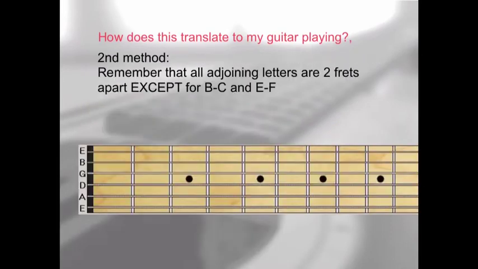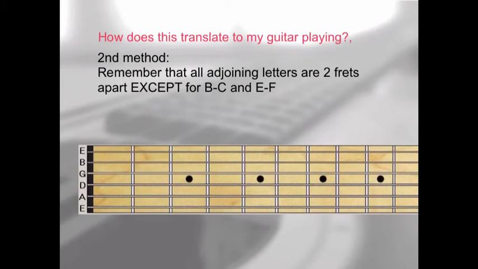Now, if you would rather not worry about the piano keyboard at all as a visualization tool and just use the guitar itself, that's fine as well. Just remember that between all our letters A through G, all adjoining letters are 2 frets apart except for B and C and E and F. Other than that, you are always going to take an entire step. You're going to take 2 frets of a jump to get from one letter to the next.